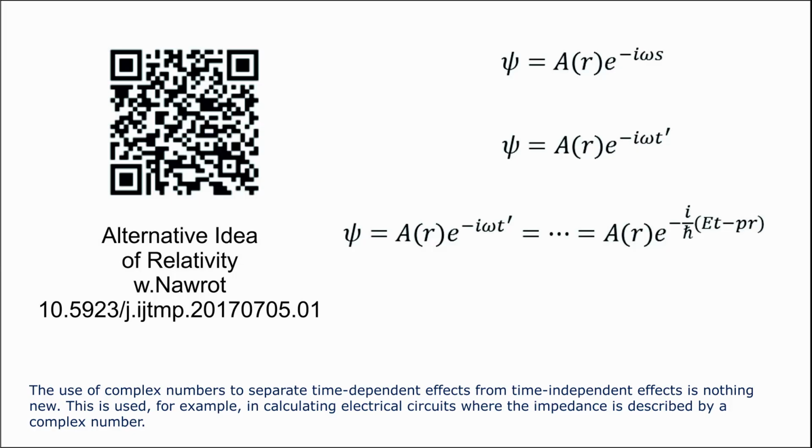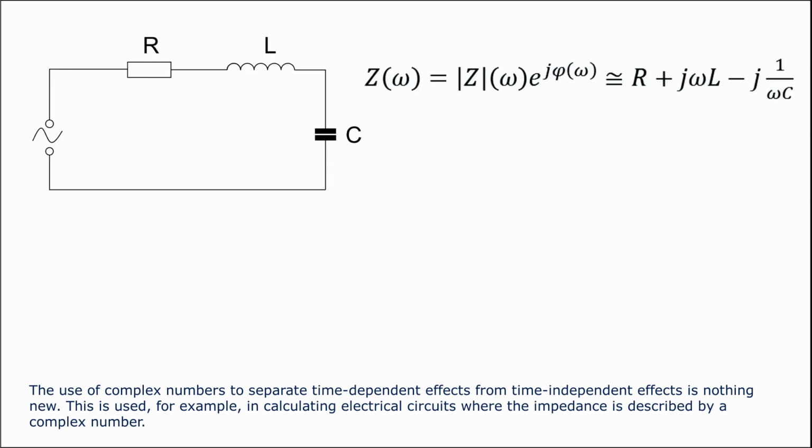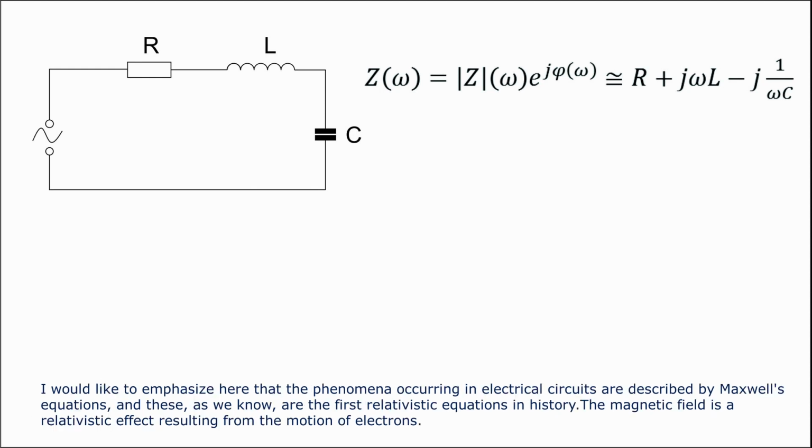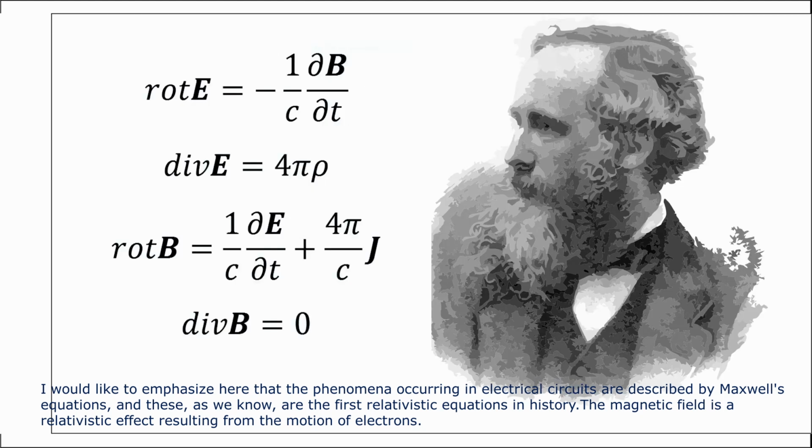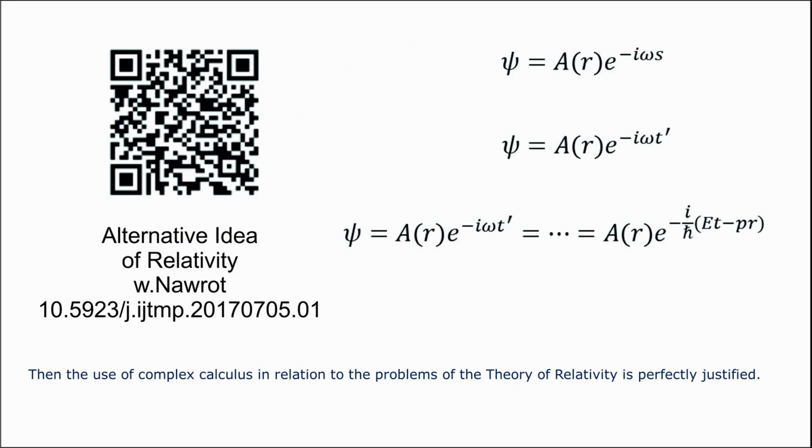The use of complex numbers to separate time-dependent effects from time-independent effects is nothing new. This is used, for example, in calculating electrical circuits, where the impedance is described by a complex number. I would like to emphasize here that the phenomena occurring in electrical circuits are described by Maxwell's equations, and these, as we know, are the first relativistic equations in history. The magnetic field is a relativistic effect resulting from the motion of electrons. Then, the use of complex calculus in relation to the problems of the theory of relativity is perfectly justified.